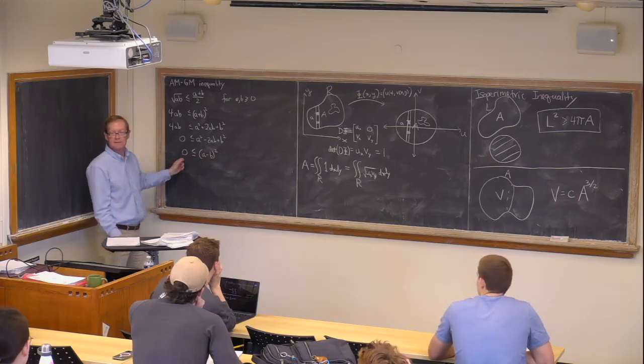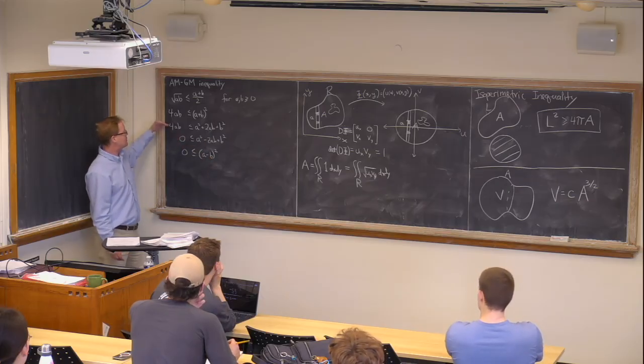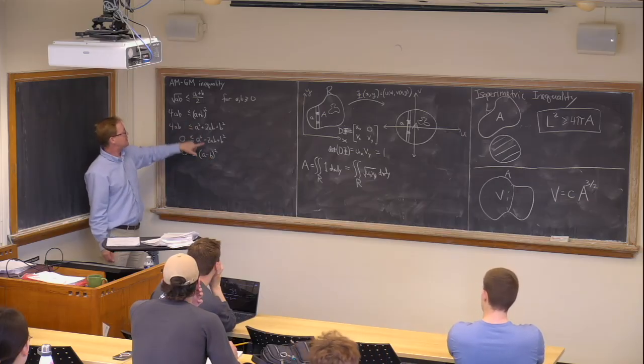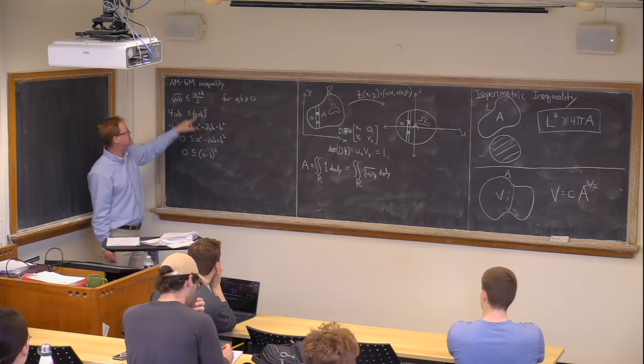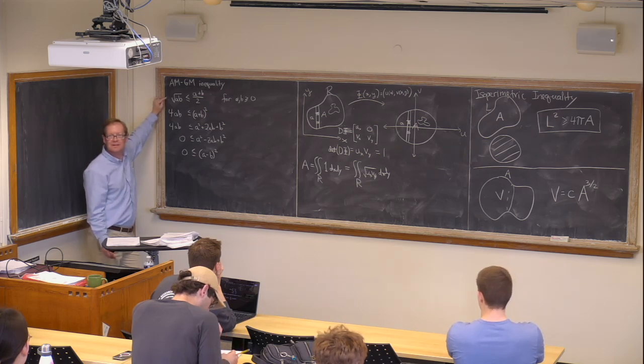Anything squared is positive. But when you multiply it out, it's this. Add 4ab to both sides, you get that. But when you do that, the minus 2ab becomes just plus 2ab, which is this. And now just take the square root of both sides and divide by 2, and you get your AM-GM inequality. Fair enough?